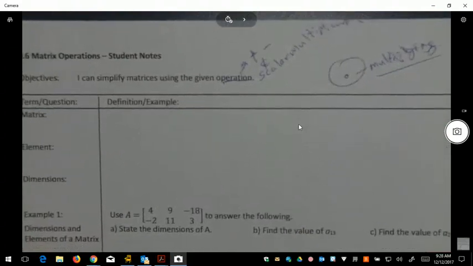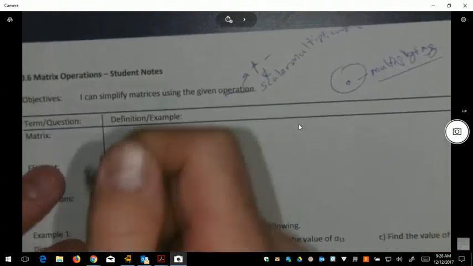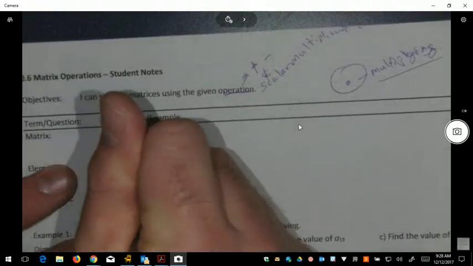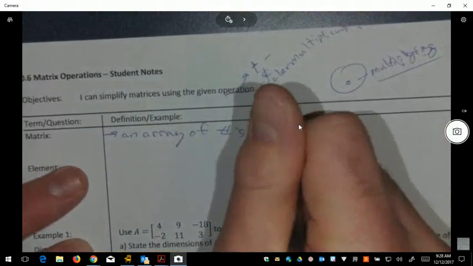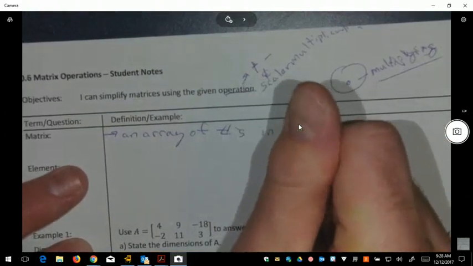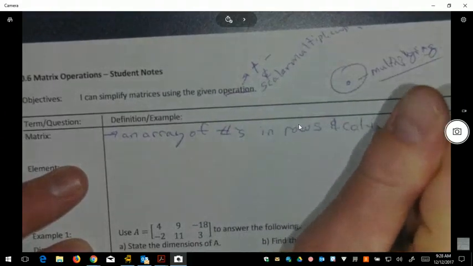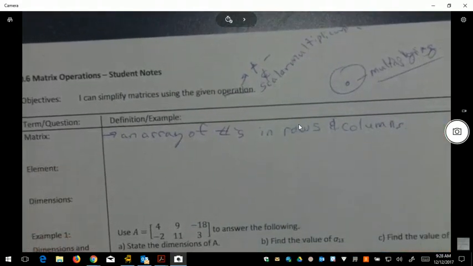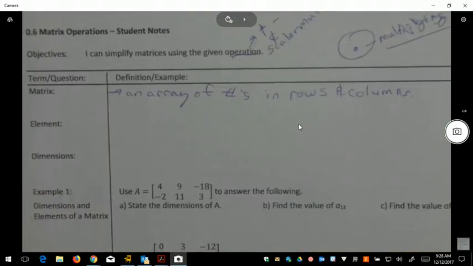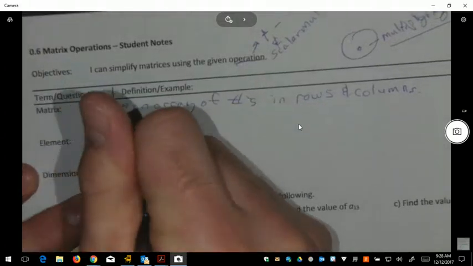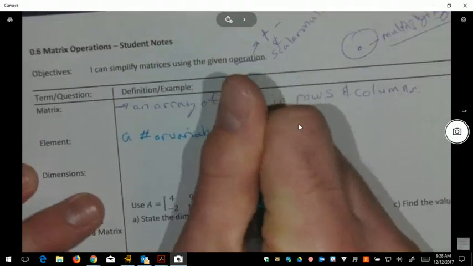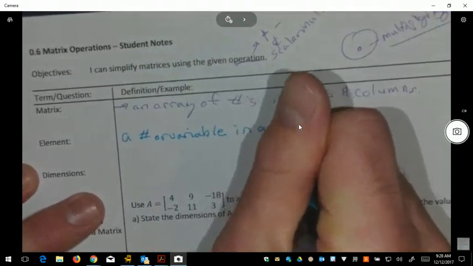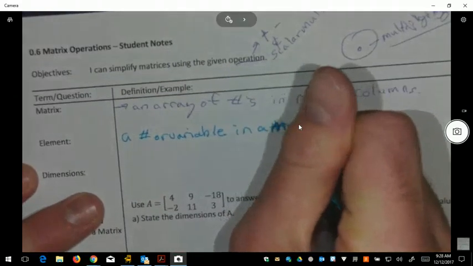All right, so a matrix is an array of numbers in rows and columns. An array of numbers, and it doesn't have to be numbers, or I should say elements, but I put numbers, in rows and columns. An element is a number or variable in a matrix. A number or variable in a matrix.